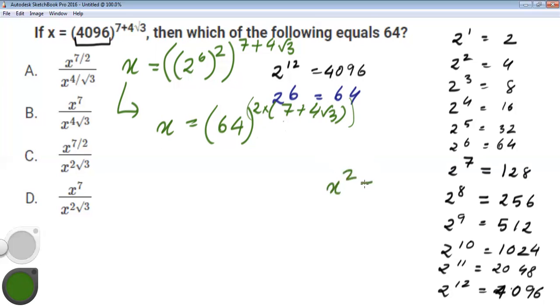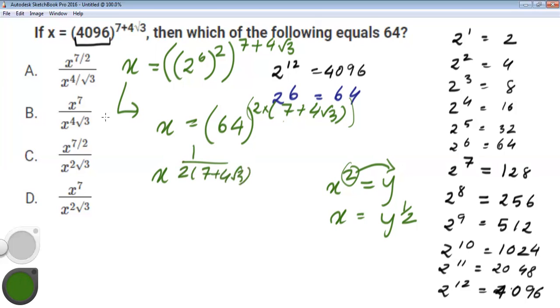So if we have x square equals y, and you want to shift this exponent to the other side, it becomes x equals y power 1 by 2. Are you getting it? This 2 becomes 1 by 2 here. So if we take it like that, then this becomes x power 1 by 2 times 7 plus 4 root 3. But this is not going to help us, right? When it becomes a fraction in our exponent, we cannot do much about the denominator here.